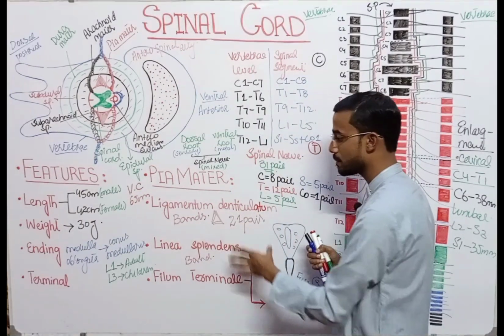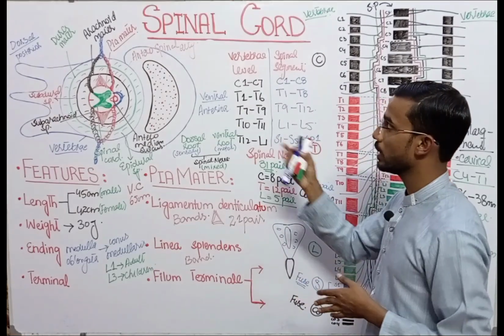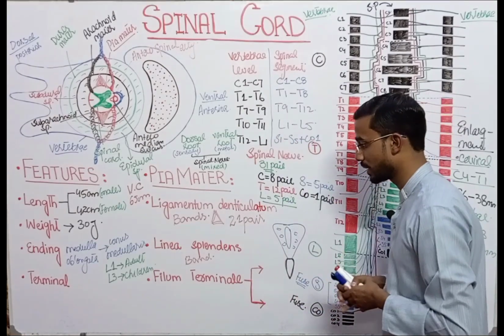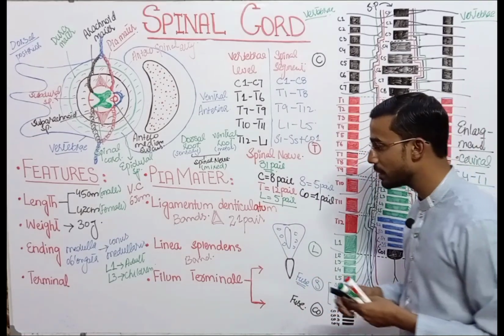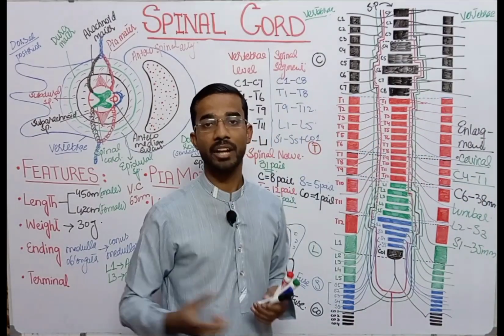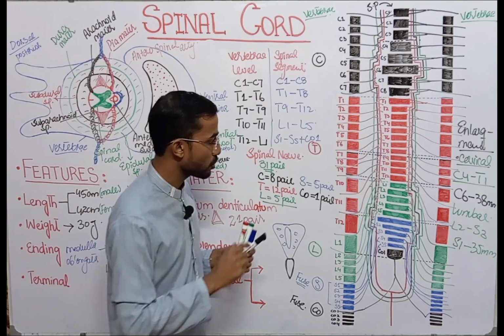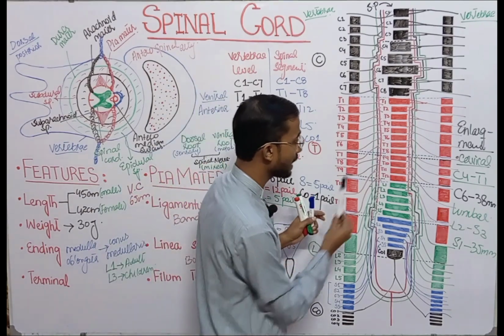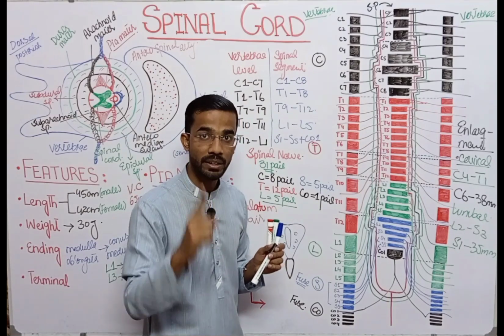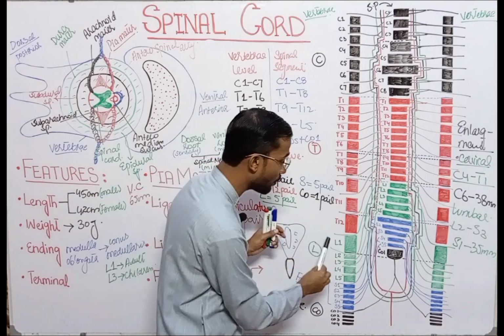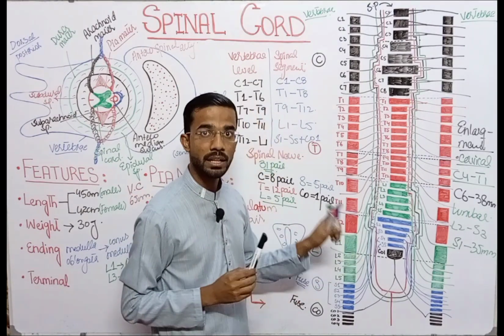So linea splendens supports the anterior spinal artery. And next is the filum terminale. Filum terminale is actually a projection of the pia mater. So here you can easily understand that the spinal cord ends at the level of L1, the lumbar 1 region. Keep in mind that the spinal cord ends at L1.